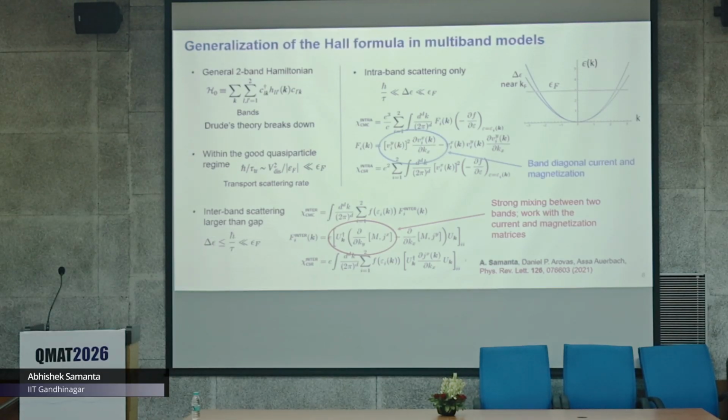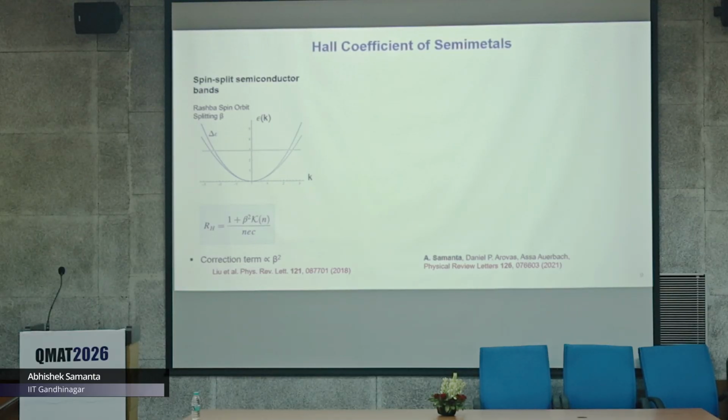Okay, so we first apply the Hall coefficient formula to so-called spin split semiconductor bands, where we have two bands, and there is a band splitting which is coming from the Rashba spin orbit splitting here. And here we see that the Hall coefficient actually acquires a correction term over the Drude 1/nec relation, and the correction term is proportional to beta squared, where beta is the Rashba spin orbit splitting strength. Now the same answer one can obtain by doing a multi-band Boltzmann calculation, but in a very, very complicated way. Our formalism gives this answer in a very few lines.